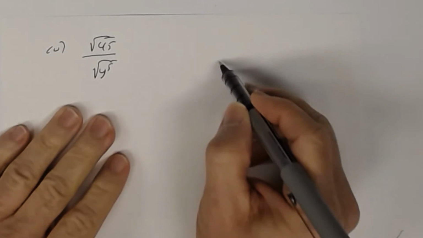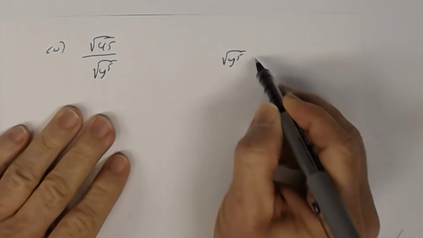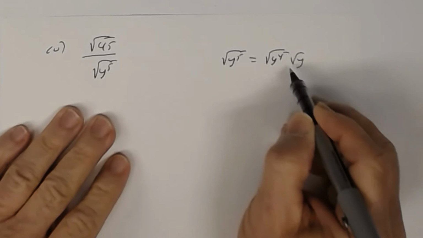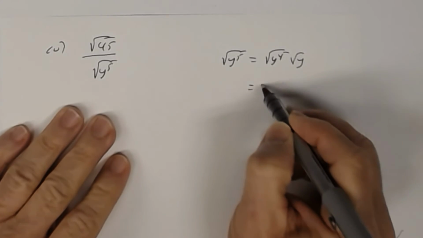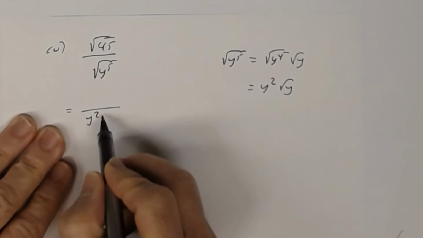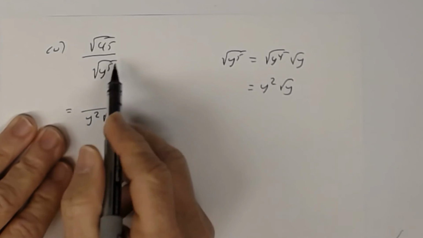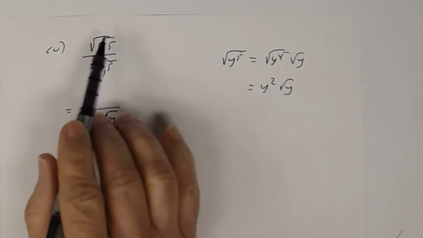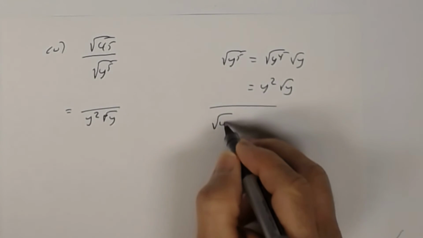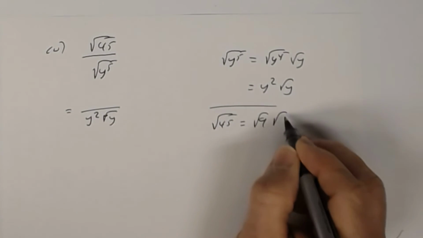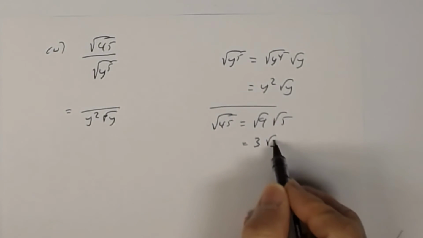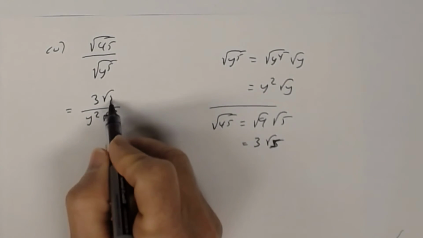That's fine. So the square root of y to the 5th would be the square root of y to the 4th, right? Times the square root of y. And so the square root of y to the 4th is y squared, square root of y. So that's that denominator. And then you might say, well, can I go ahead and simplify the square root of 45 also? Yes, you can. So the square root of 45, we know, is the square root of 9 times the square root of 5. And then the square root of 9 is 3, so you get 3 square root of 5.